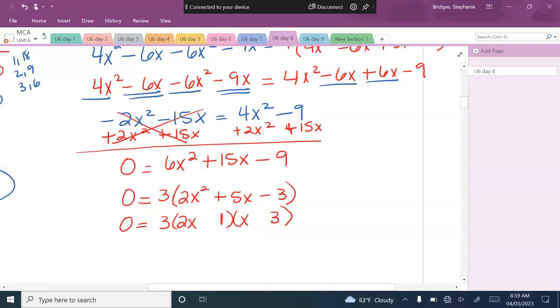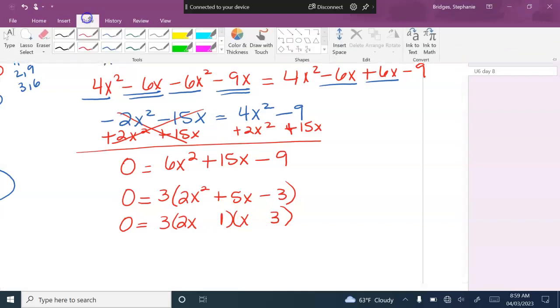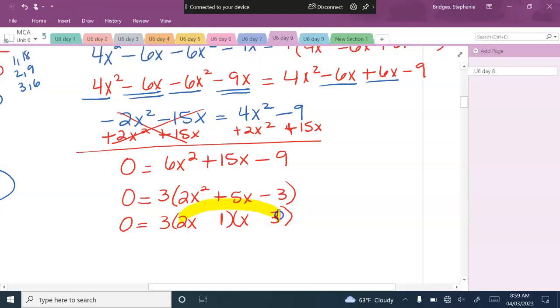Because if you look at it, 2 times 3 gives me 6. 1 times 1 is 1. 6 and 1 subtracts to give me 5. As far as the signs go, that means different signs. This one goes in front of the bigger number, so it's going to be a plus 3 and a minus 1. So far, so good?